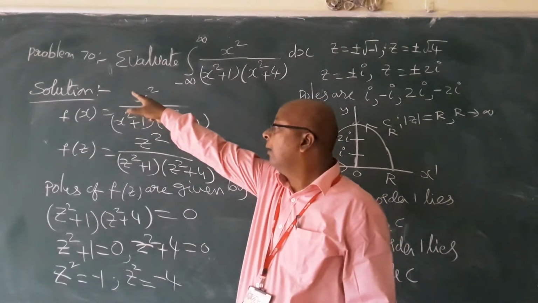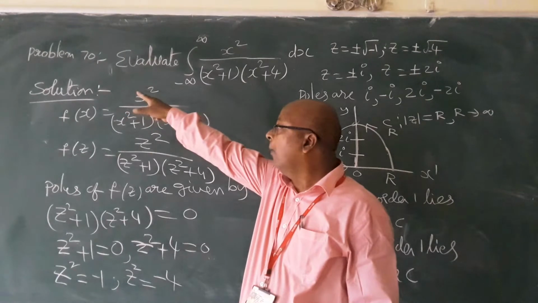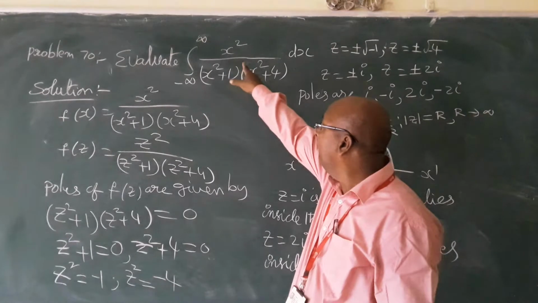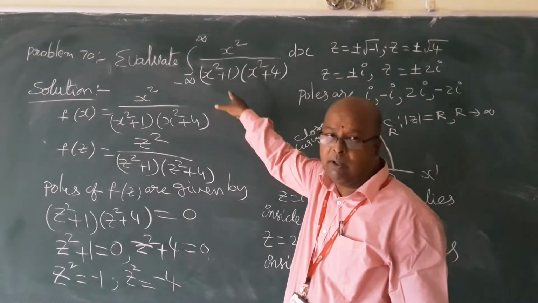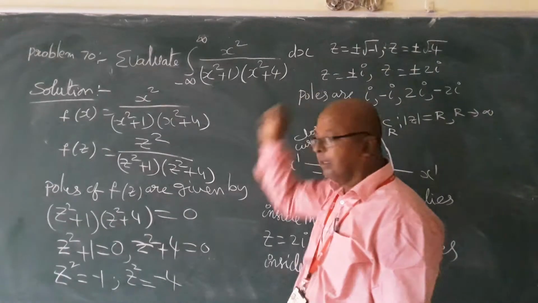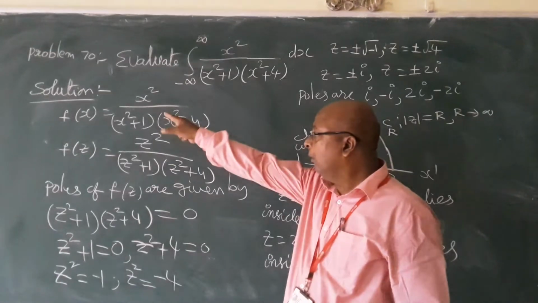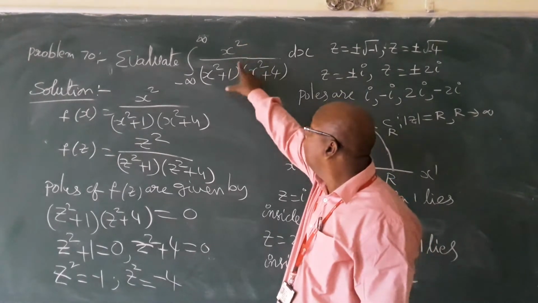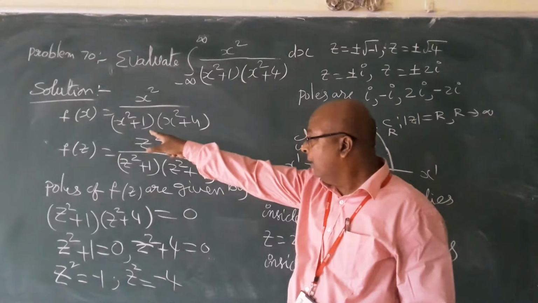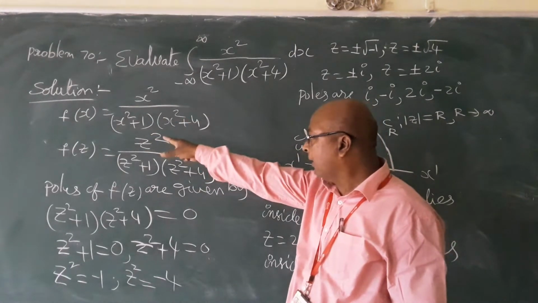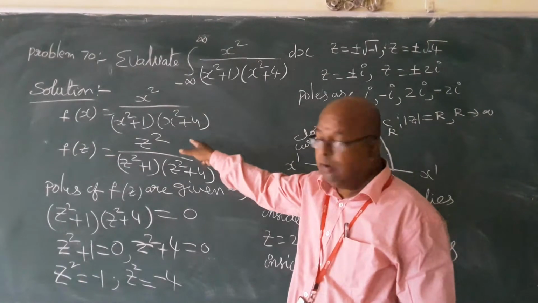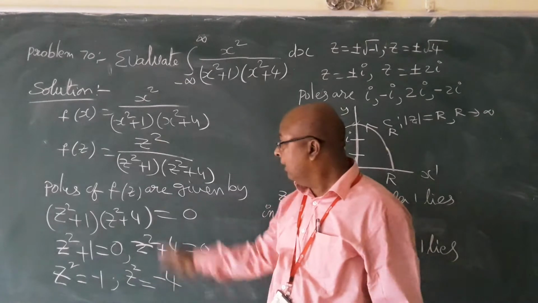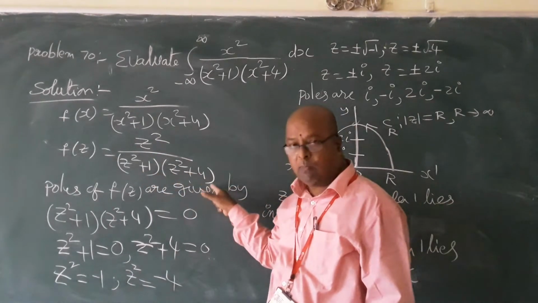Look here, problem continuation, problem number 70. Evaluate the integral from minus infinity to infinity of x square by (x square plus 1) into (x square plus 4) dx. Solution. By the above theory, this is nothing but your f of x. So f of x is equal to x square by (x square plus 1) into (x square plus 4). F of z, instead of x, write z: z square by (z square plus 1) into (z square plus 4).